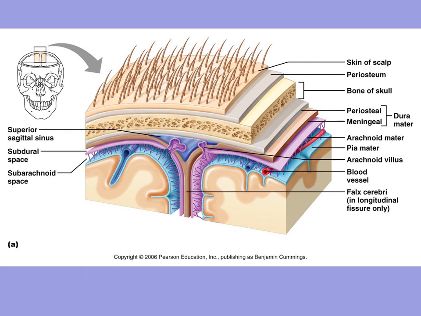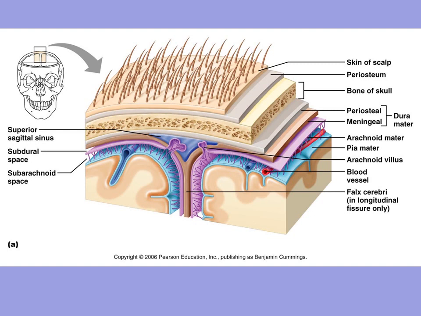In this diagram, you can see that the outermost is the Dura Mater. So on the brain, you've got your scalp, then you've got the bone, then you're going to have the Dura Mater. The middle layer is the arachnoid layer, and then the innermost layer is the Pia Mater, and that's going to be attached directly to the brain itself.